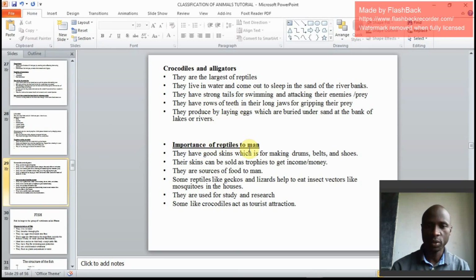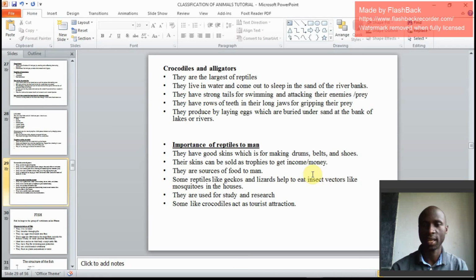Now the importance of reptiles to man. They have good skins, which are used to make drums, belts, and shoes. They are actually expensive. Their skins can be sold as trophies, and when you sell them, you get money or income. They are a source of food to man. Some people eat them. Some reptiles like geckos and lizards help to eat insect vectors.